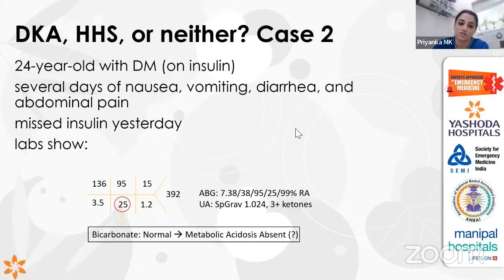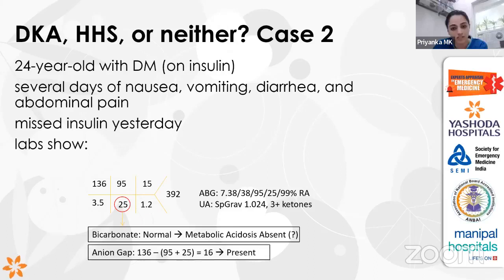So initially he had diarrhea, which created a metabolic alkalosis. And once he started vomiting, the metabolic acidosis set in. And because of the alkalosis with acidosis, the pH kind of normalized. But if you calculate the anion gap, it comes to 16, which means it's a high anion gap metabolic acidosis, even though it's a mixed picture on the ABG.